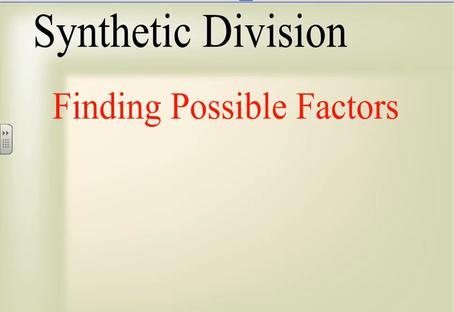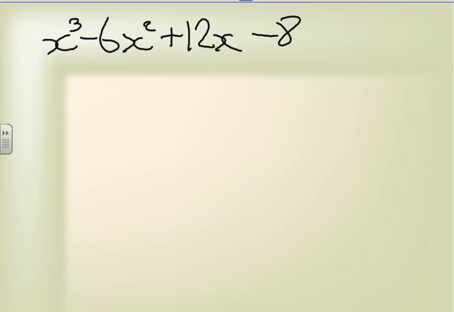Once again, we are factoring polynomials of a higher degree. And if you're going to use synthetic division, one of the things you have to do first is find all of the possible factors for an equation. This is about finding those factors. So here's an equation, x cubed minus 6x squared plus 12x minus 8. Now I want to know what are the possible factors for this equation.